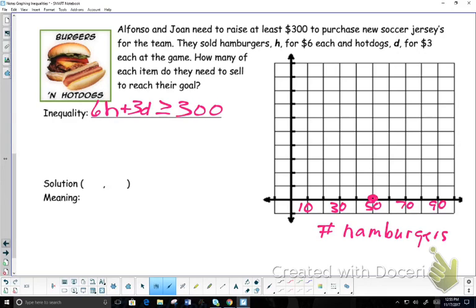How many dogs? 100 dogs. Can I label by 10 still? Yes. So I got 10, 20, 30, 40, 50, 60, 70, 80, 90. There's my 100, and I can go ahead and label this number of dogs. Solid or dashed? Solid.